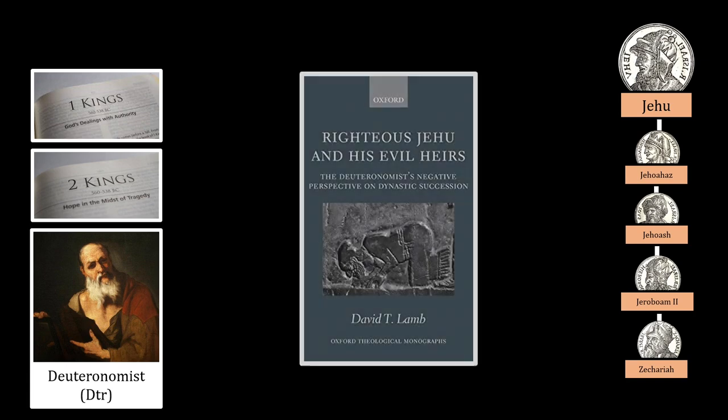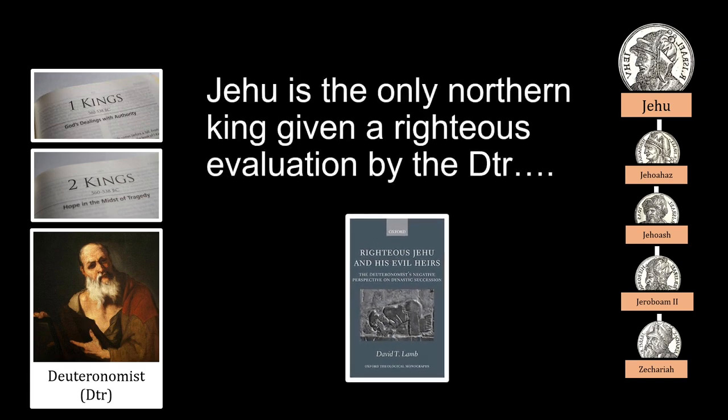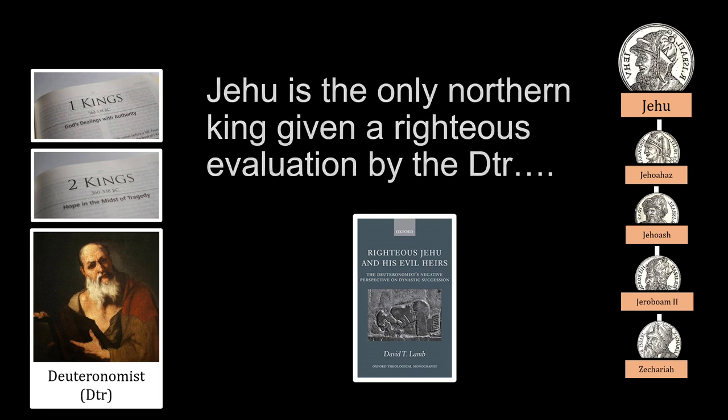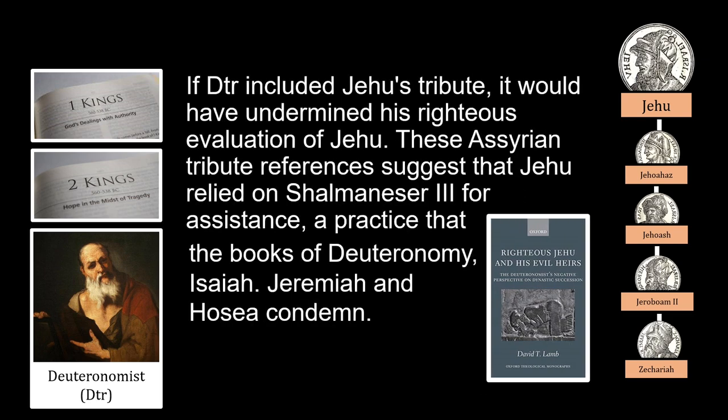In another book, Righteous Jehu and His Evil Heirs, we read the following. Jehu is the only northern king given a righteous evaluation by the Deuteronomist. We continue to read in this work, if the Deuteronomist included Jehu's tribute it would have undermined his righteous evaluation of Jehu.